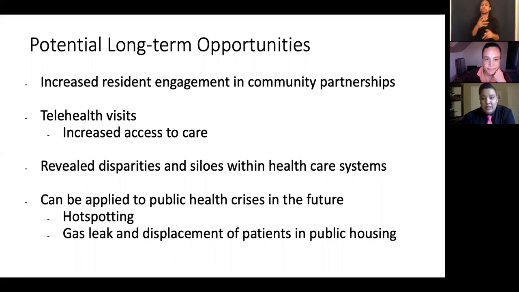And we really hope you'll join us to advocate for these changes long after the pandemic has ended.